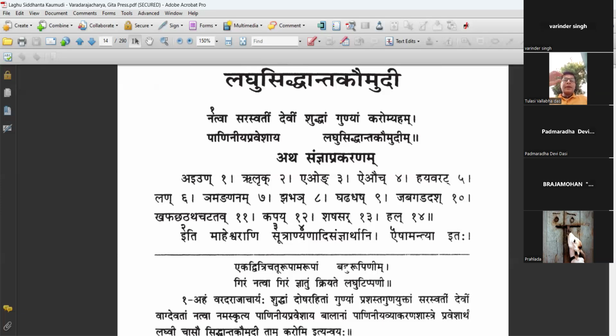How do we call it in English? Prahlad? Yes, Damru. Damru, you know. So this Damru sound is all these sutras.